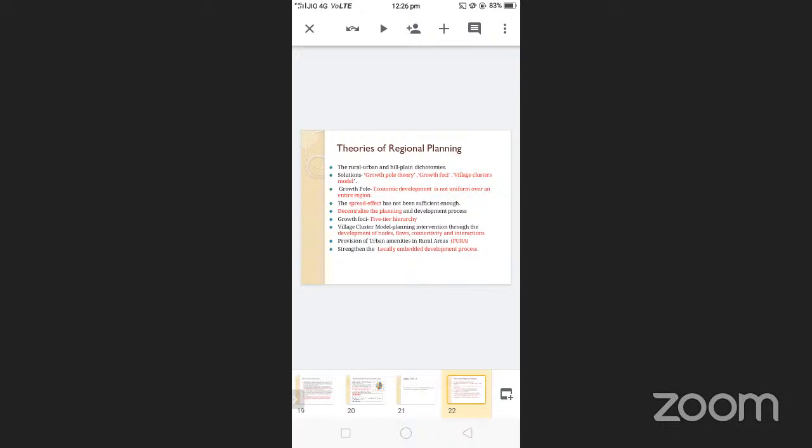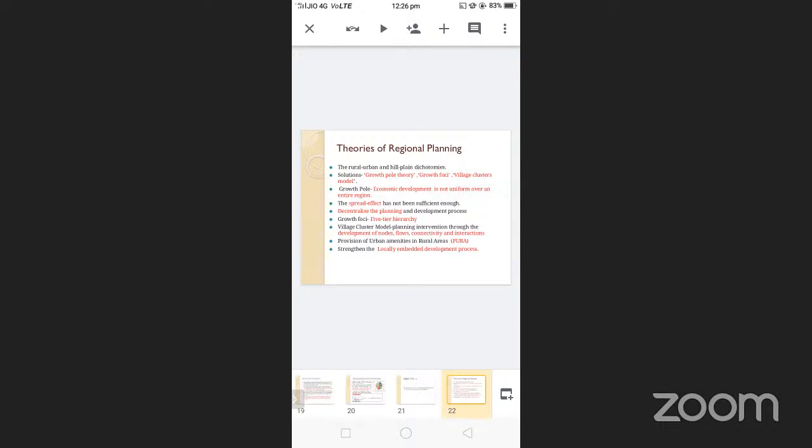Another theory which can be applied for holistic development in rural areas is the village cluster theory by R.P. Mishra and K.V. Sundaram, clustering of villages for planning and development. Given the small size of a single village, clustering of villages for planning has been suggested. Planning intervention in the cluster through the development of nodes, flow of connectivity, and interaction will help to bridge the gap and provide urban amenities in rural areas.